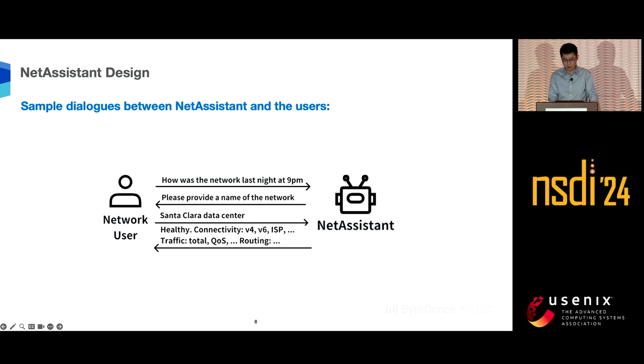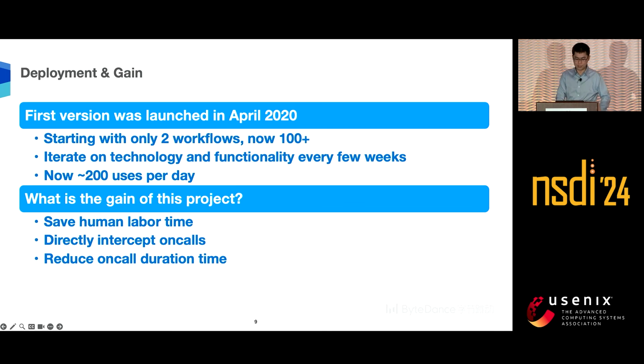Then our network system will do the diagnosis. Like for example, check all the connectivity data, like IP version 4, version 6, the external connectivity, the traffic in terms of total or queue data, and whether its routing is healthy or not, and then generate a report. Okay, so the network was very healthy last night at 9 o'clock. So probably this is not a network issue. Okay, and I would like then to introduce the deployment and our gain.